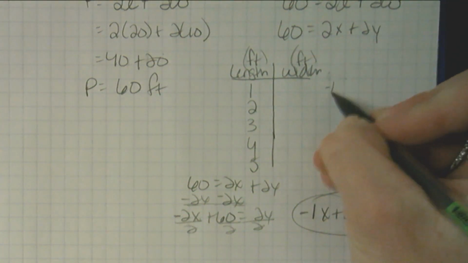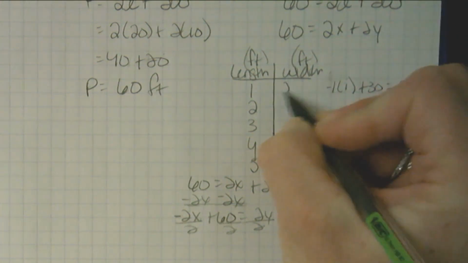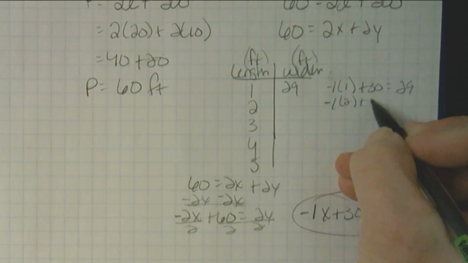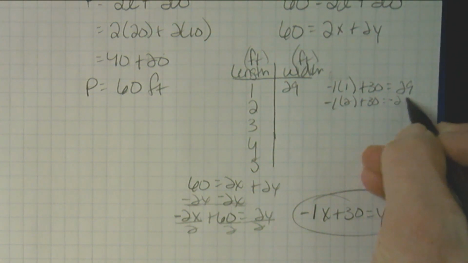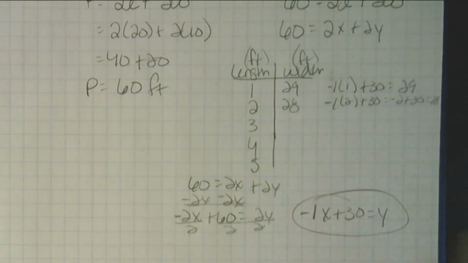So I have negative 1 times 1 plus 30 is going to be 29. I have negative 1 times 2 plus 30. So this is negative 2 plus 30, which gives me 28. And then I would go from there.